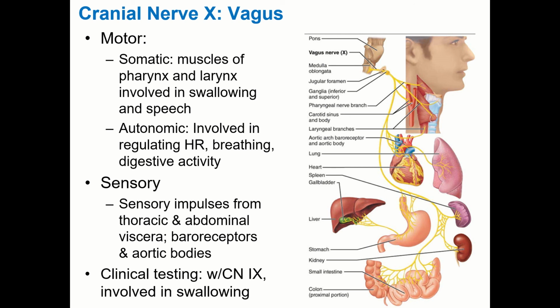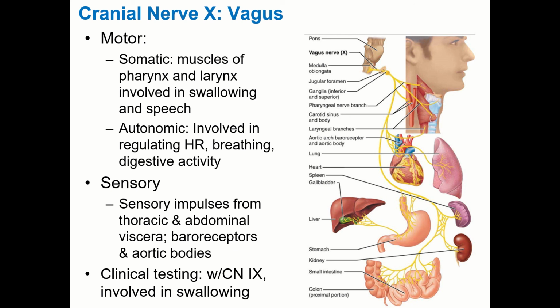So we're going to test this one with cranial nerve 9 because, again, cranial nerve 9, the glossopharyngeal nerve, is also involved in swallowing, so we test those two together. But then you could actually have them say something if you haven't already talked to them a little bit, and just make sure that their voice production is normal. And if it's not, again, that might lead you potentially to think that there's something wrong with the vagus nerve.